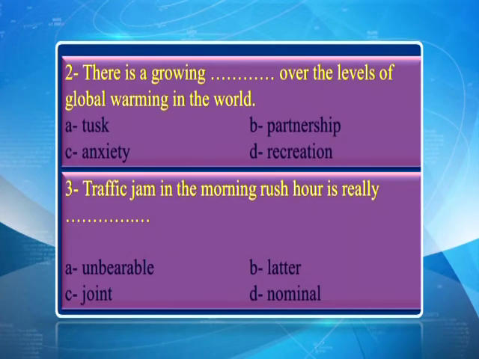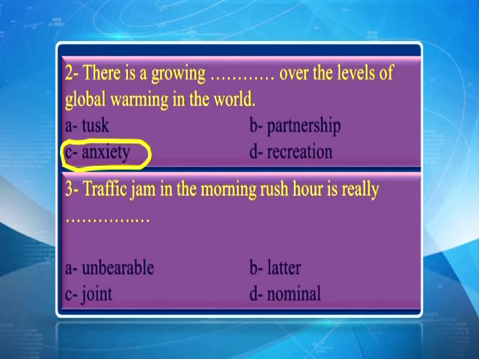Let's have a look. Let's read number 2. There is a growing over the levels of global warming in the world. We have tusk, partnership, anxiety, and recreation. What do you think? There is a growing what? There is a growing anxiety. Very good. Over the levels of global warming in the world.